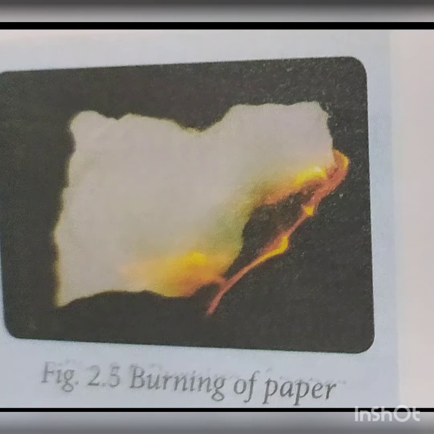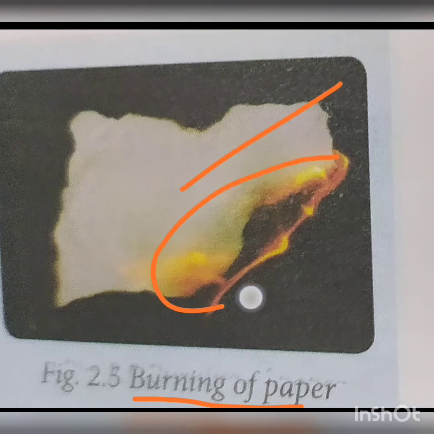Next activity is burning of paper. Hold a sheet of paper using a pair of tongs and bring it near the flame such that it starts burning. Wait for a few minutes till the paper burns completely. We will observe that the black colored residue known as ash is left behind after the paper burns completely.